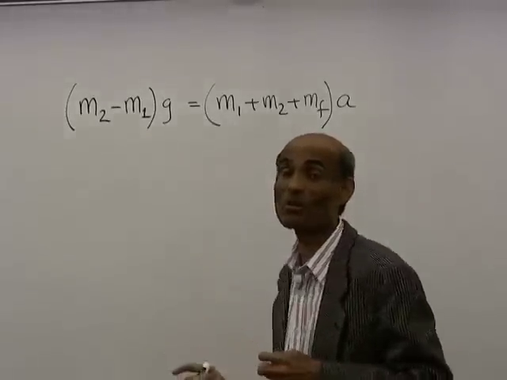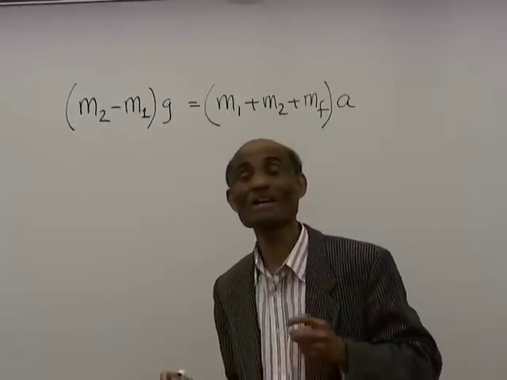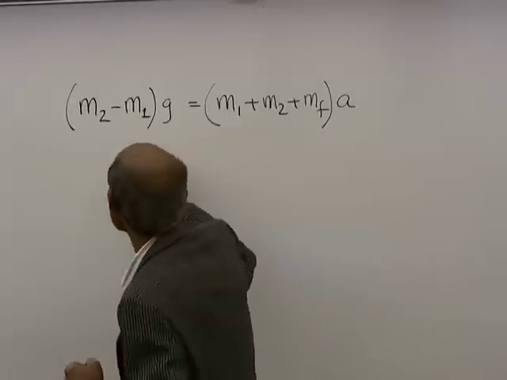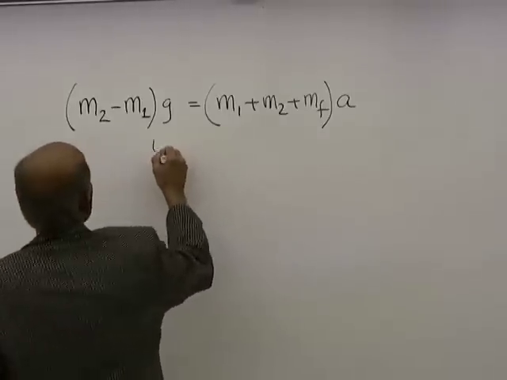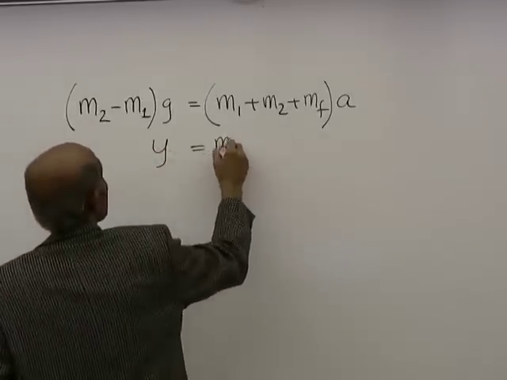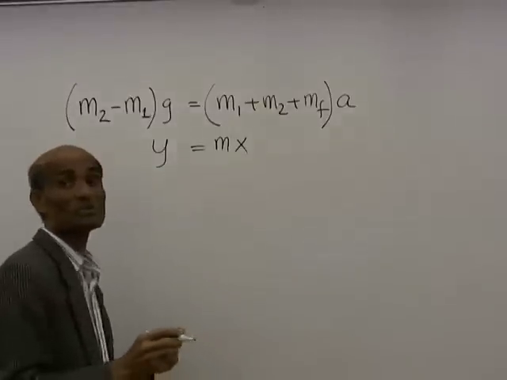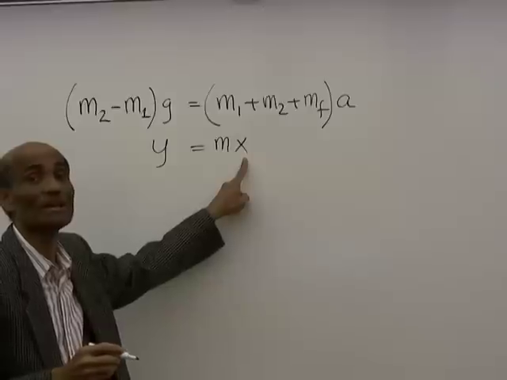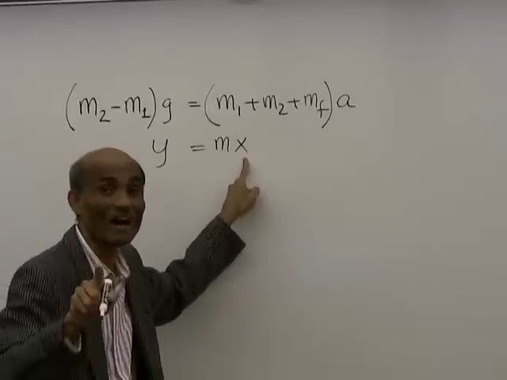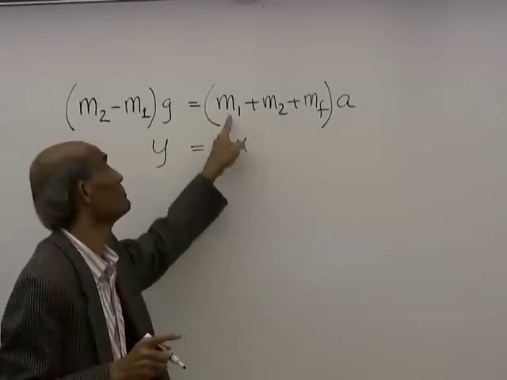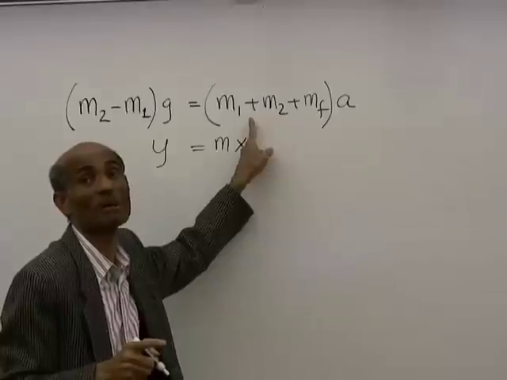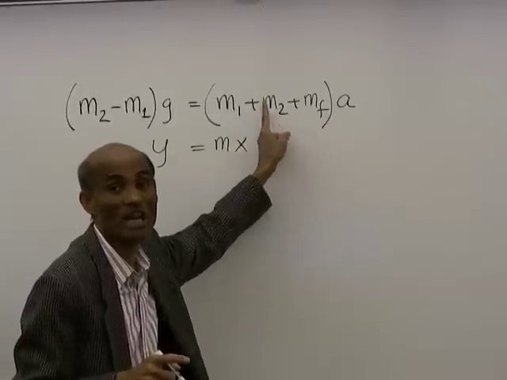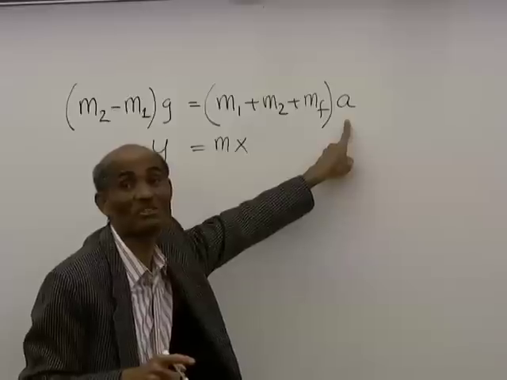Alright? How do we write this in the form y equal to mx? I just showed you in the beginning of today's lesson. So if you want to write it in the form y equal to mx, you need to figure out what is your independent variable. Your independent variable, you allowed to vary what? This quantity, M1 plus M2 plus MF. And when that was changed, then the acceleration changed.